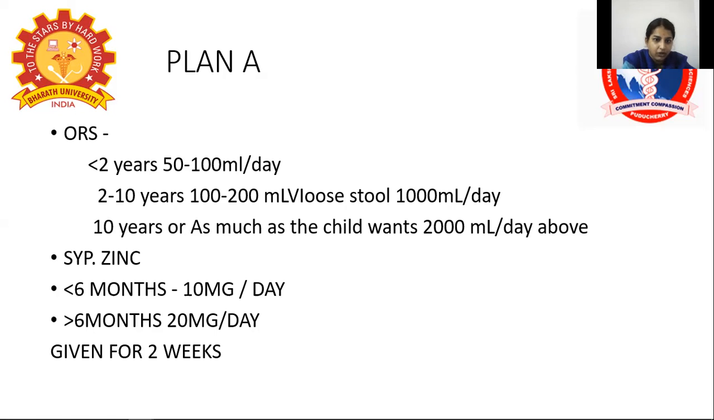And along with the ORS, the child is advised zinc syrup because zinc is believed to remodel the intestinal epithelial cells. So for less than 6 months of age, it is 10 mg per day, and for more than 6 months of age, it is 20 mg per day, and it is given for 2 weeks. The Zincovit syrup that is available usually contains 20 milligrams per 5 ml.